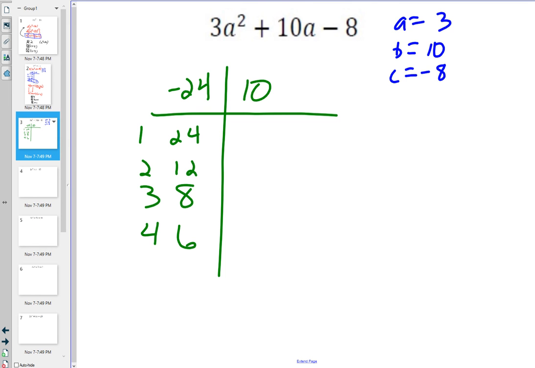Under this scenario, when you have a negative on the left and a positive on the right, what do you do with your signs? Small negative, big positive. Which one gives you positive 10? Negative 2 and positive 12.